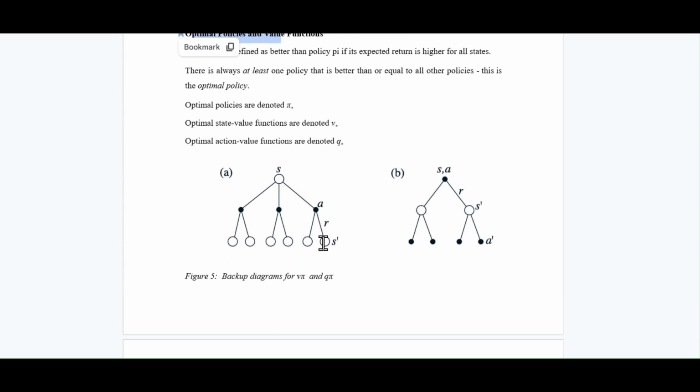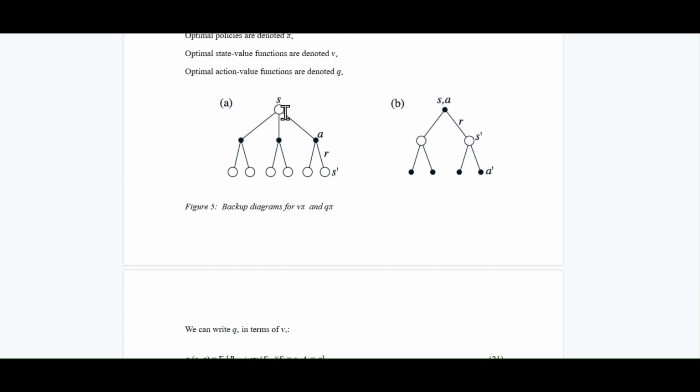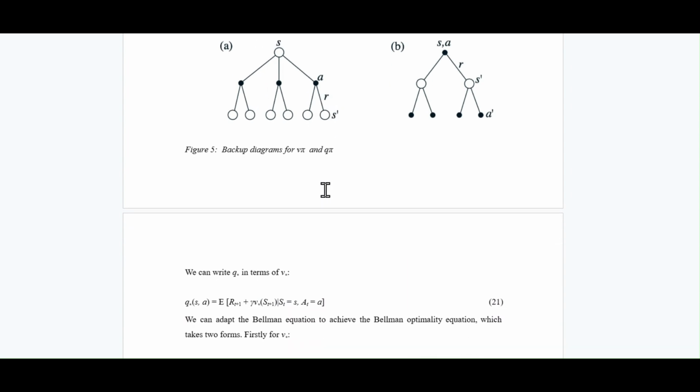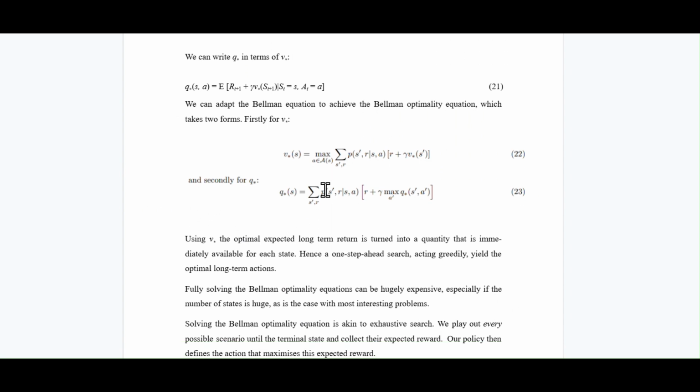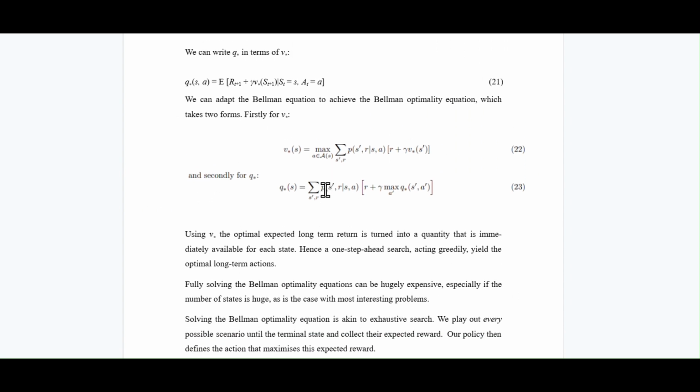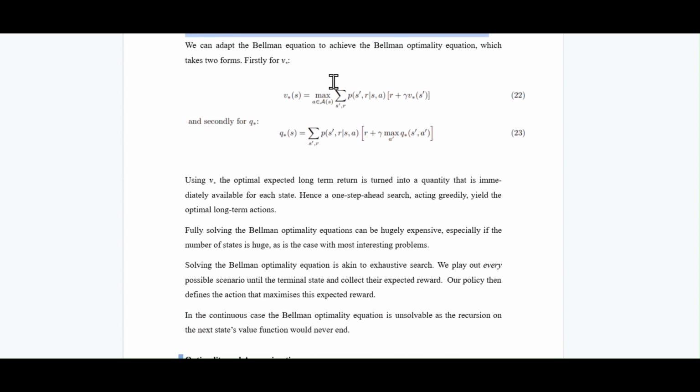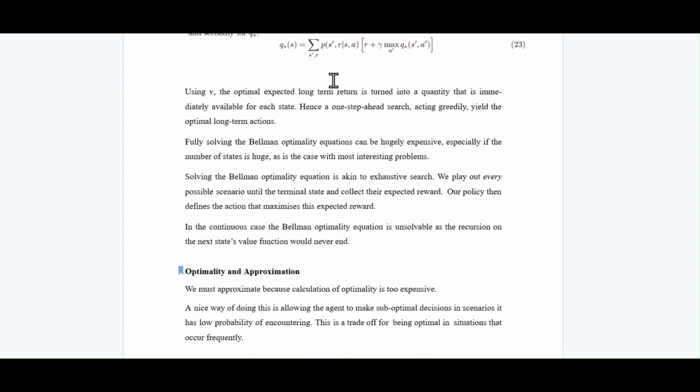So let's talk about the Bellman optimality equation. Here it is the backup diagram for V of pi and Q of pi, where there is a state node, an action node, and the reward received by choosing an action, and it is the current state or the next step. And with this equation we can write Q star in terms of V star. You need to remember all the equations.